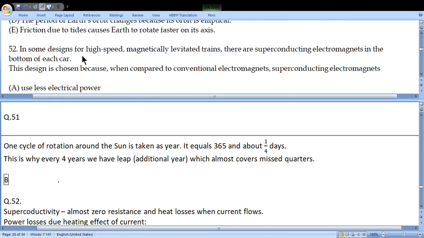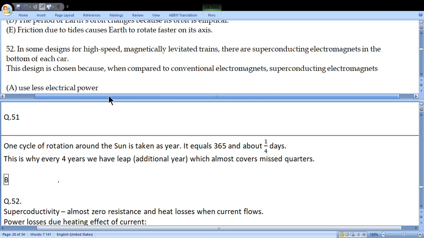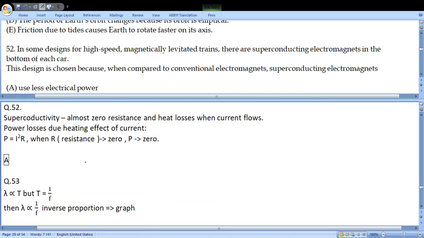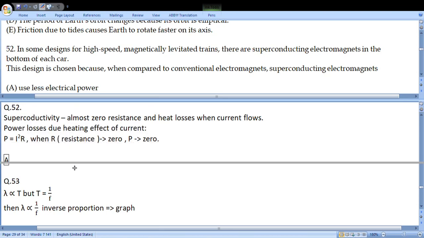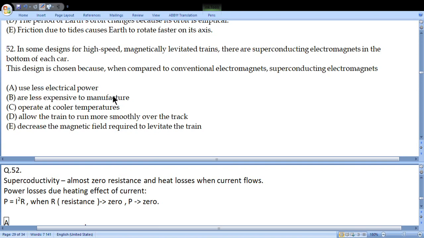Question 52. In some designs for high-speed magnetically levitated trains, there are superconducting electromagnets in the bottom of each car. This design is chosen because, when compared to conventional electromagnets, superconductivity has almost zero resistance and heat losses when current flows. Power losses are due to the heating effect of current, so resistance zero, power losses will be zero. And in the choices we have choice A, use less electrical power.